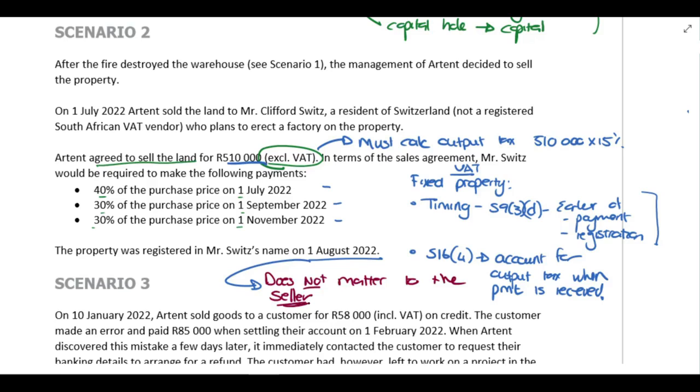All of these rules I'm saying to you now, if that doesn't come to you immediately, click, click, click, then you have to go back and revise the fixed property rules. It's tricky, guys. It is a tricky part of that. Okay, so please revise it. So this is from VAT what we discussed.